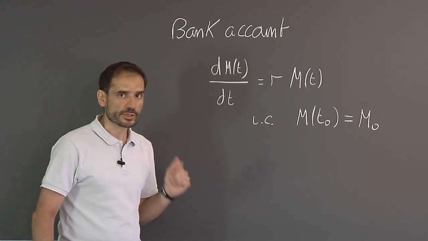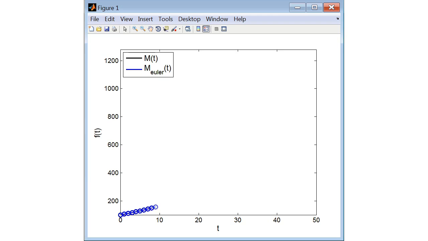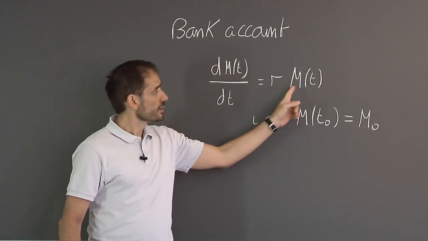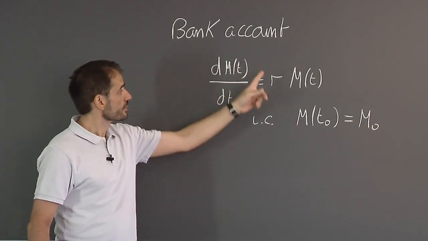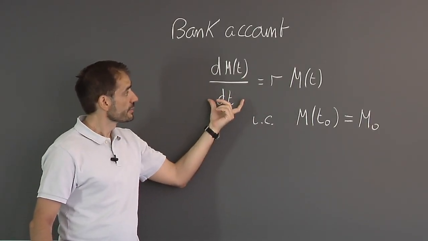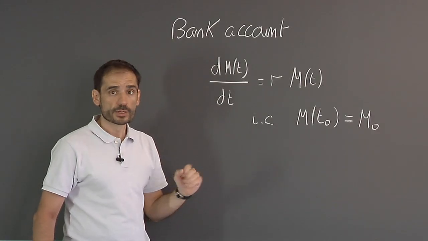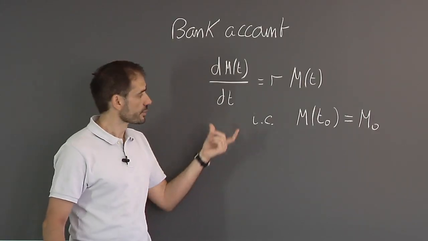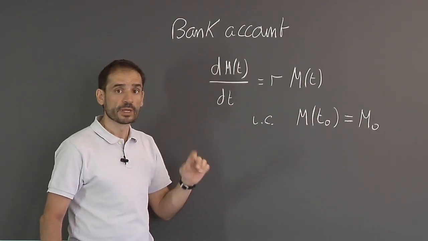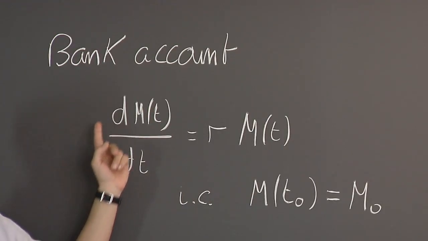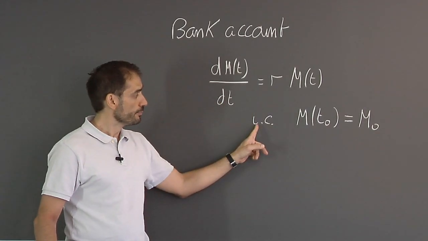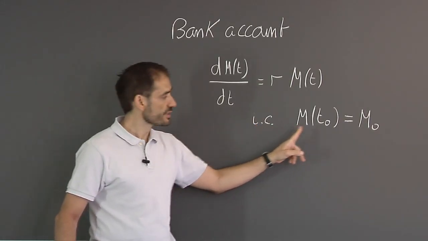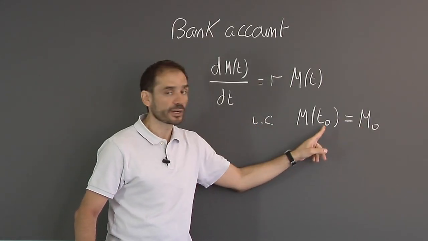This is the ordinary differential equation that describes the evolution in time of a deposit that you make in a bank account. So m of t is the value of the deposit at time t. And this is giving you a relation between the derivative and the function itself. So it's a first order differential equation because it involves only the first derivative, and it is explicit because you have an explicit expression for the derivative in terms of the function itself. The boundary condition here is an initial condition, which is the initial amount you deposit in the account.